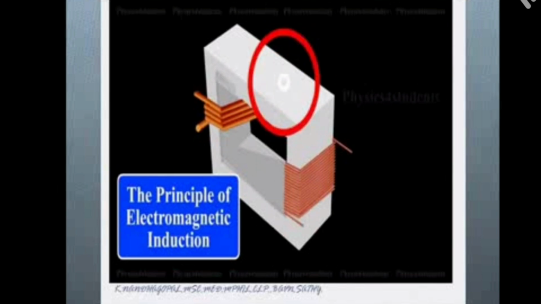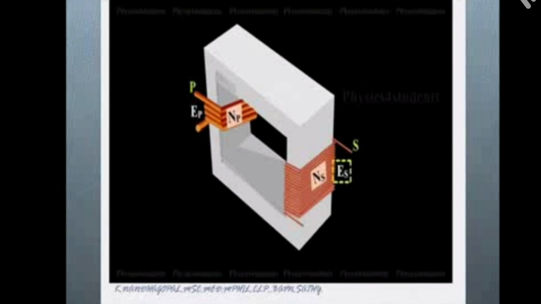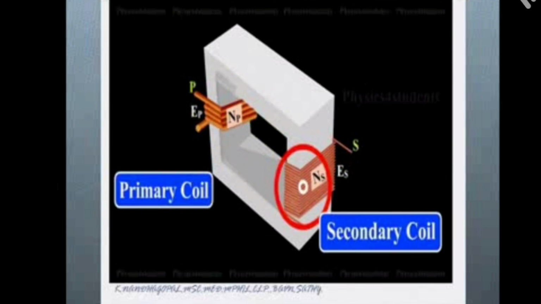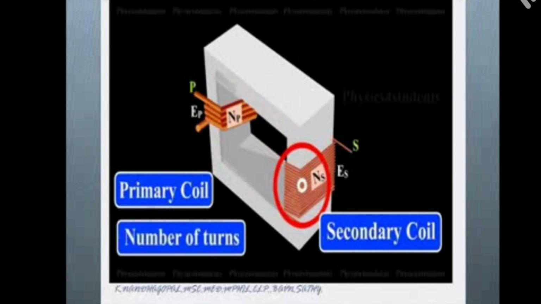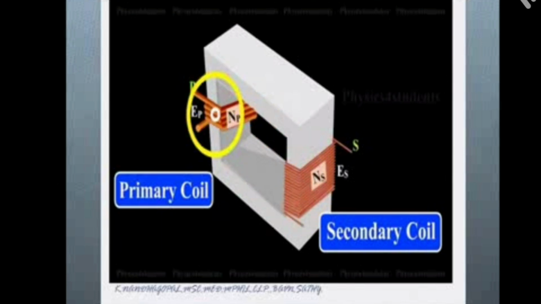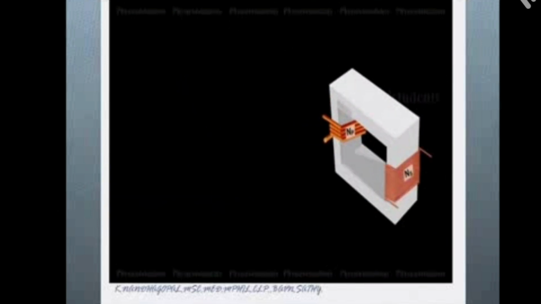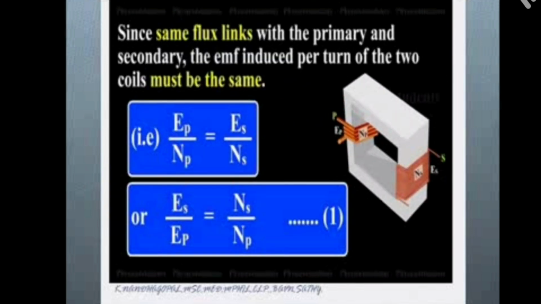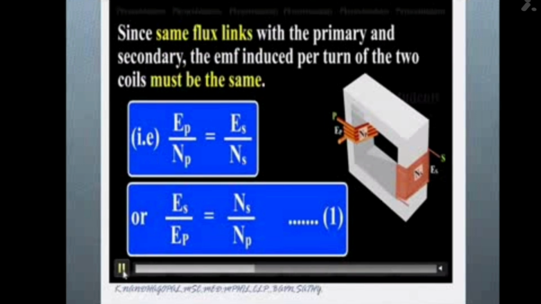So now the induced EMF in the primary coil is EP, in the secondary coil ES. The number of turns in the primary is NP, in the secondary is NS. Okay, so the number of turns is greater in the secondary coil compared to the primary. So it is a step up transformer.